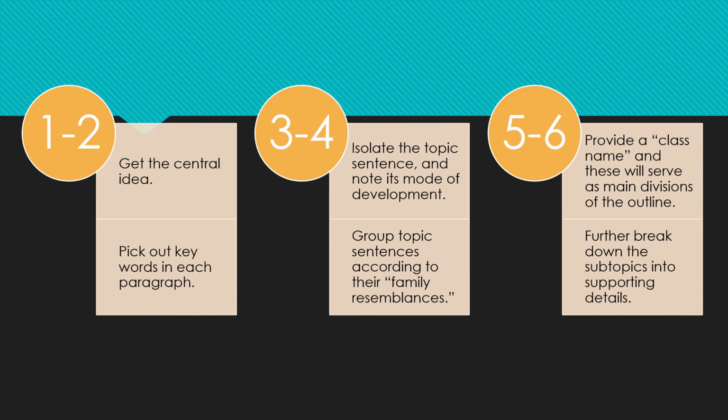First step is get the central idea. It's like skimming. When you skim an article, you try to get the main idea. How do you do that? You read the title, and then second, you pick out keywords in each paragraph. So as you read along, get the keywords and then go to step number 3. Step number 3 is you identify the topic sentence and note its mode of development. When we say mode of development, it simply means you analyze the topic sentence. Is it comparing, contrasting, showing cause and effect? Is it illustrating, giving an example? Is it what else?